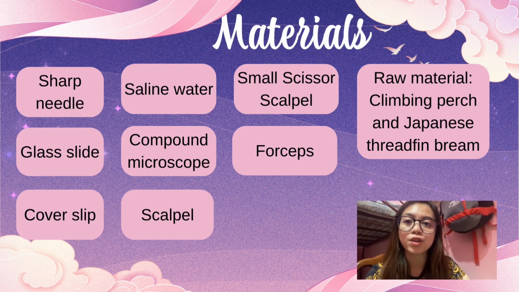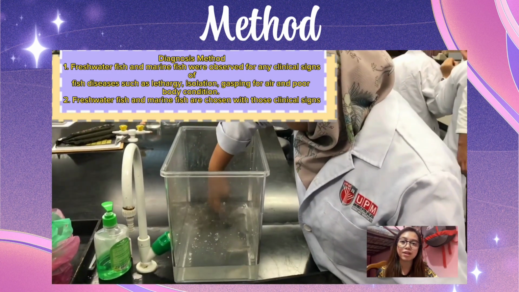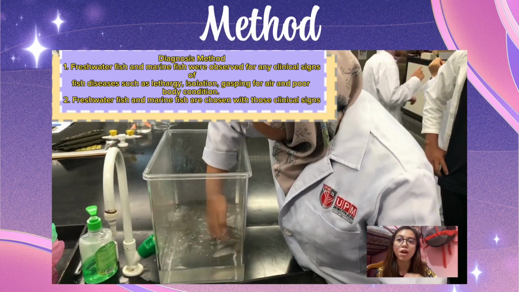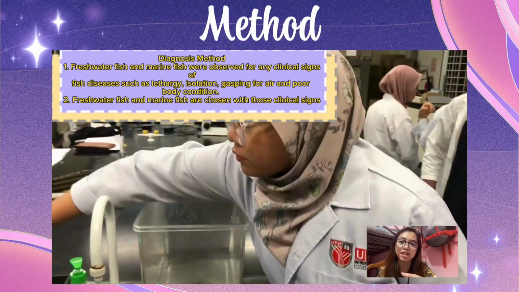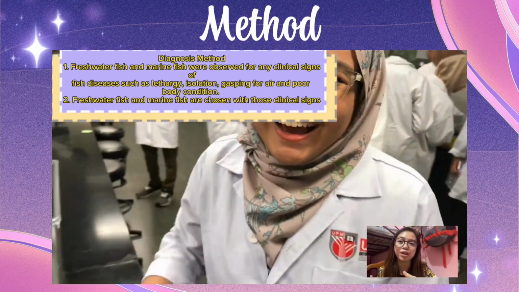The materials used are sharp needles, glass slide, cover slip, saline water, compound microscope, scalpel, small scissors, forceps, freshwater fish, which is climbing perch, and marine fish, which is the threadfin bream. For the method, we first use the diagnosis method, where the freshwater fish and marine fish were observed for any clinical signs such as lethargy, isolation, gasping for air, and poor body condition.